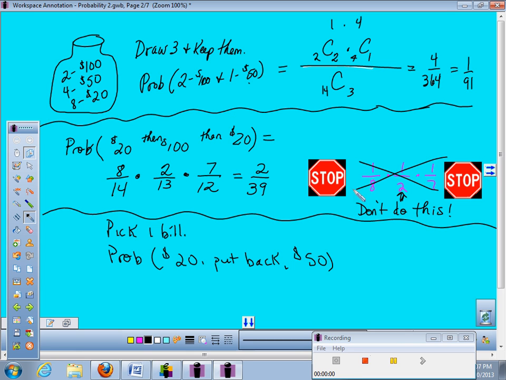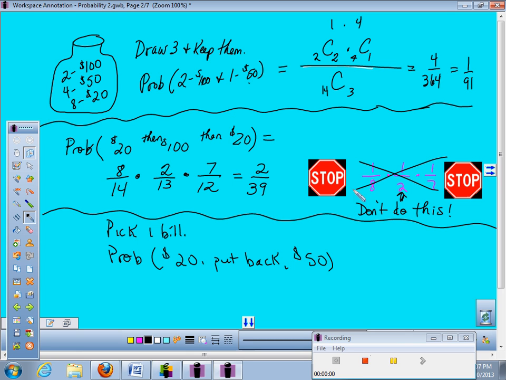So in this case, you pick the 20, you go, I'll put it back and try again because I might get something better. You really can't do worse. So I'm going to pick the 20, put it back, and then I get a 50. I want the probability that that happens. Can I do combinations or not? Why? Dependent.